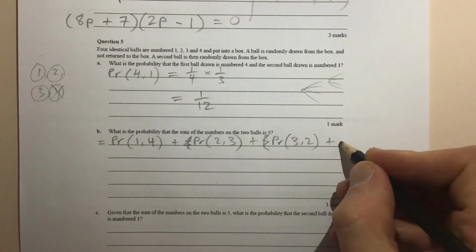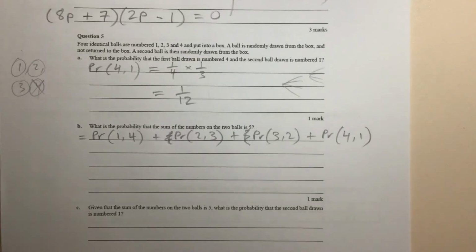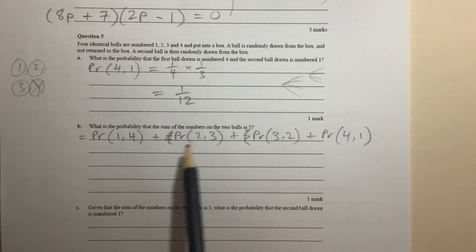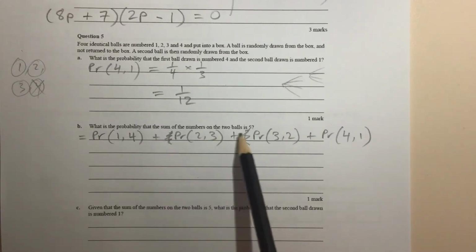Or we could get a 4 and a 1, right? Given that we've only got the numbers 1, 2, 3, and 4 to work with, they're the only 4 different ways that we could get the sum adding up to 5.